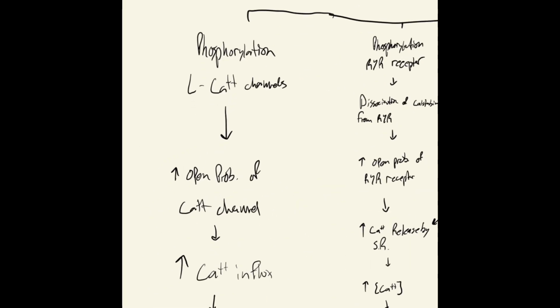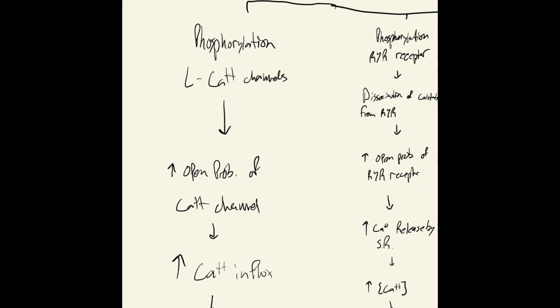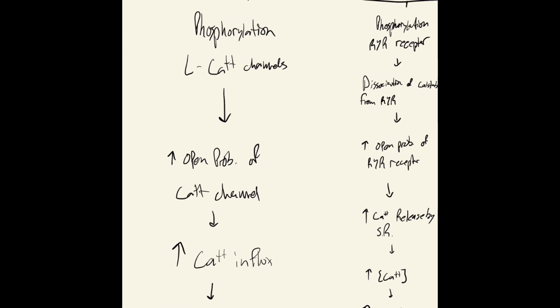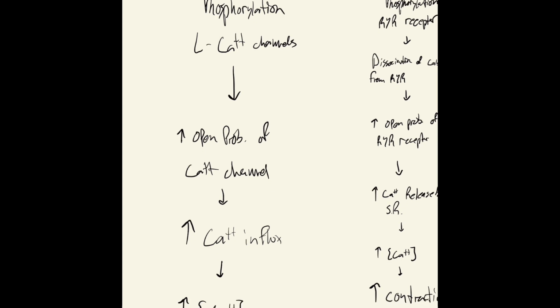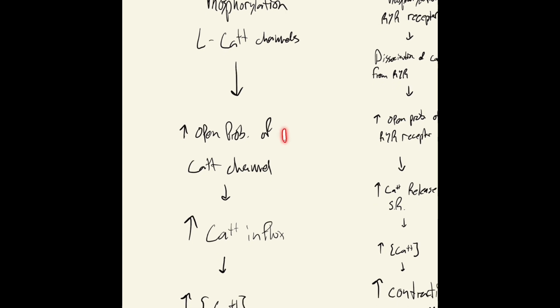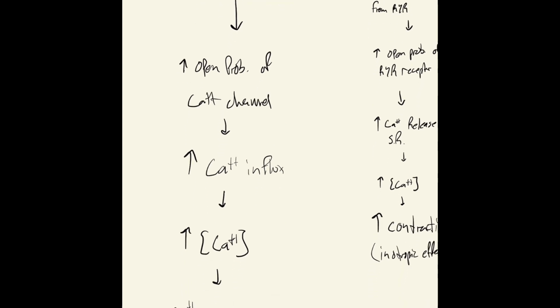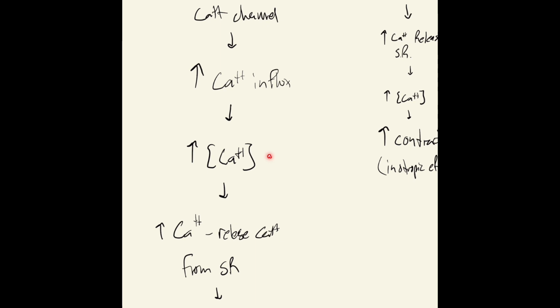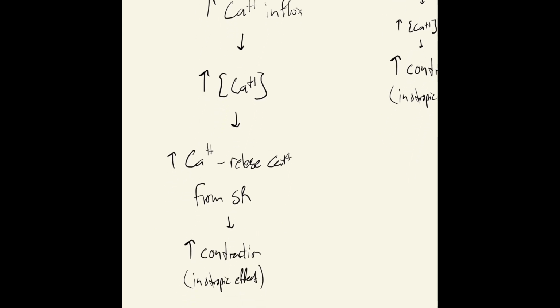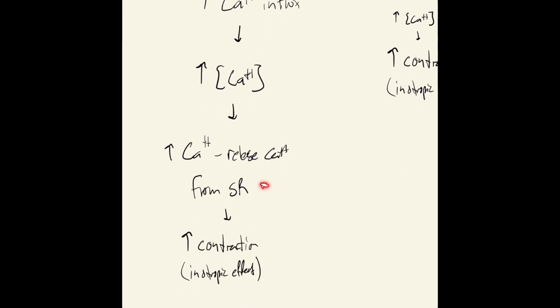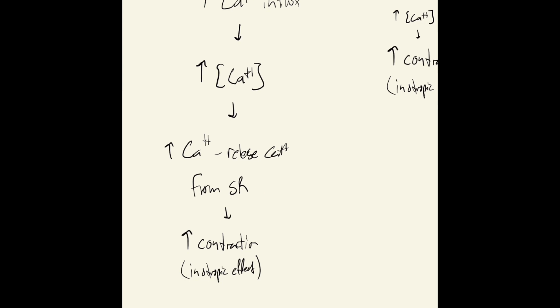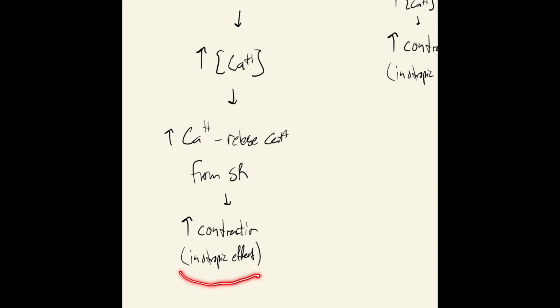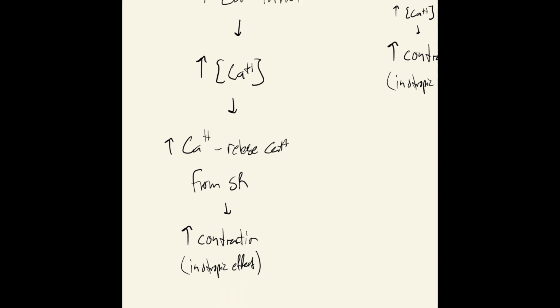So the first on this left side is the phosphorylation of the L-type calcium channels, right here. When those are phosphorylated, they increase the open probability of the calcium channels more and more, which then gives us more calcium influx, increases the concentration of the calcium, and that increase of concentration will affect the release of calcium from the SR, which will give us a strong contraction, which is an inotropic effect.